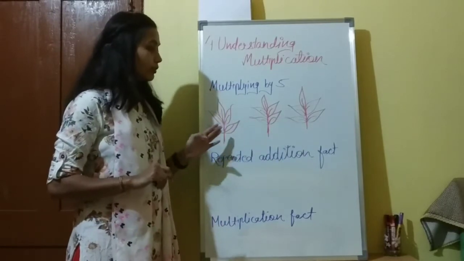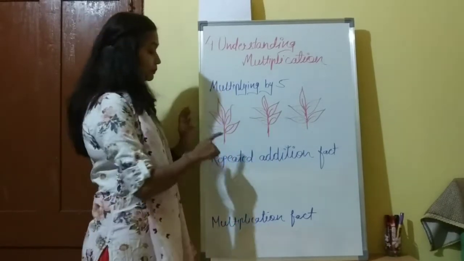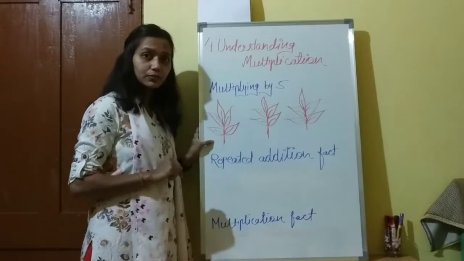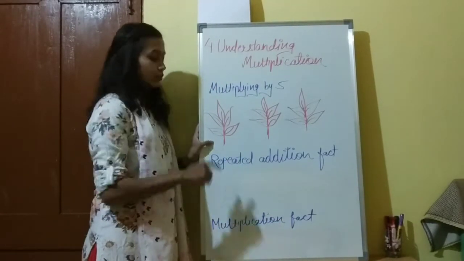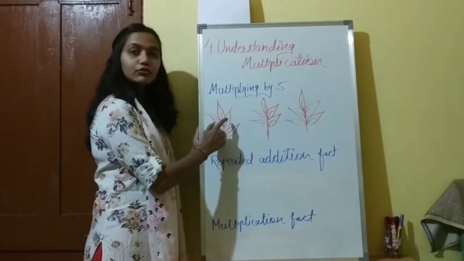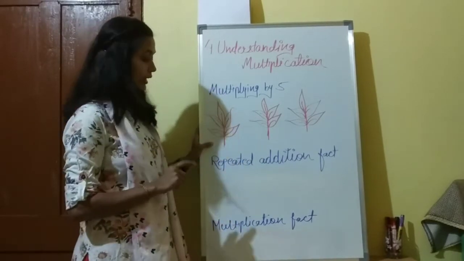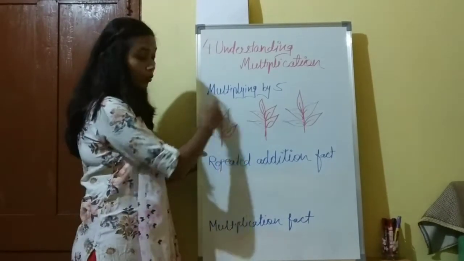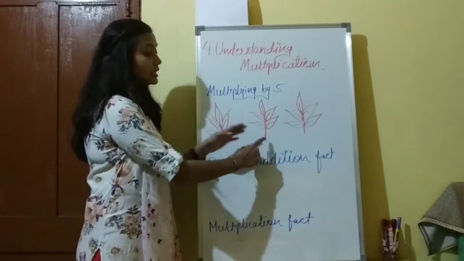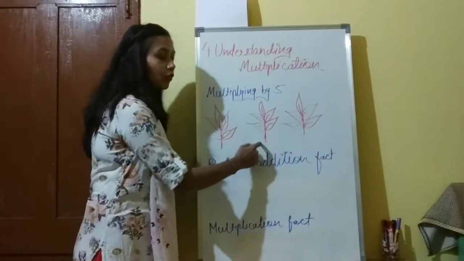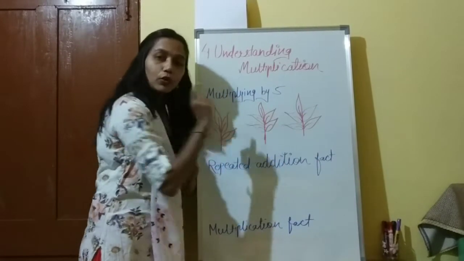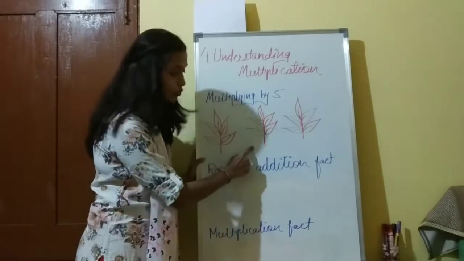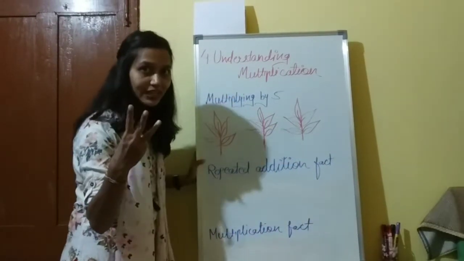These are the pictures of the branches of the trees. Can you tell me how many leaves are there in each branch? Let's count. 1, 2, 3, 4, 5. These 5 leaves are forming a group. One group. Like this, this is also a group, a group of 5 leaves. This is also a group of 5 leaves. Means how many groups are there? 1, 2, 3. 3 groups are there.